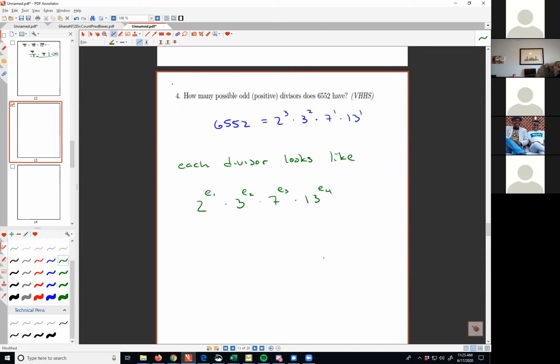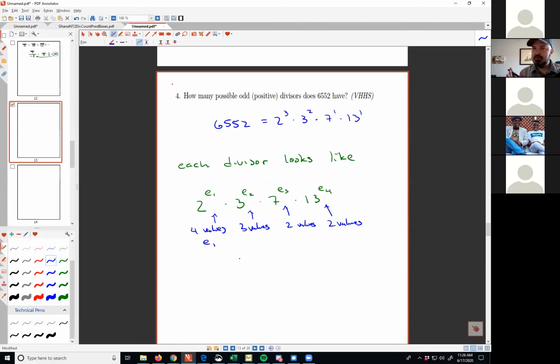Very good. Yeah, ordinarily we would say, hey, there are 4 possible values for E1: 0, 1, 2, and 3. 3 values for E2, 2 values for E3, and 2 values for E4 that are possible. And we would say in total, there would be 4 times 3 times 2 times 2, 48 positive divisors of 6,552. But, and who is that speaking?